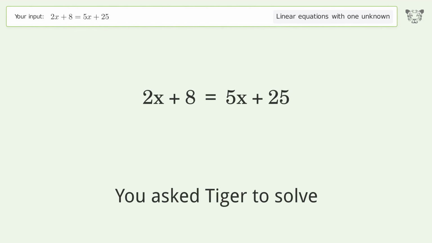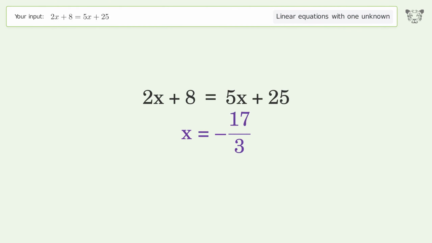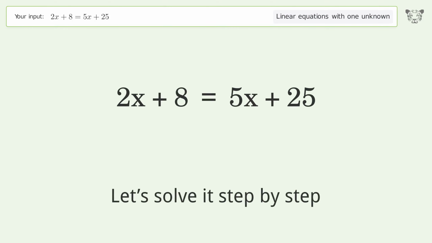You ask Tiger to solve. This deals with linear equations with one unknown. The final result is x equals -17/3. Let's solve it step by step.